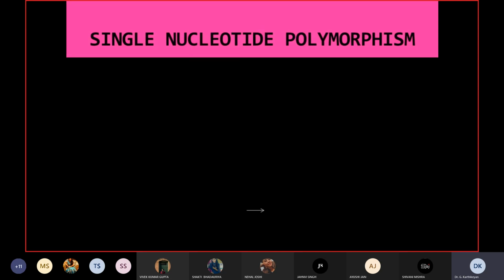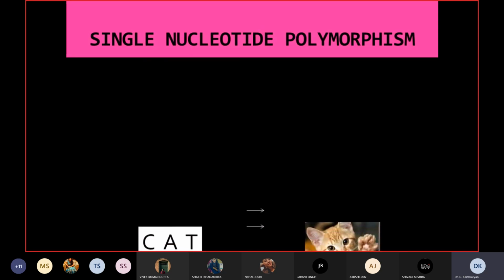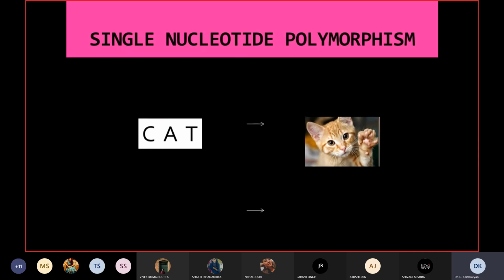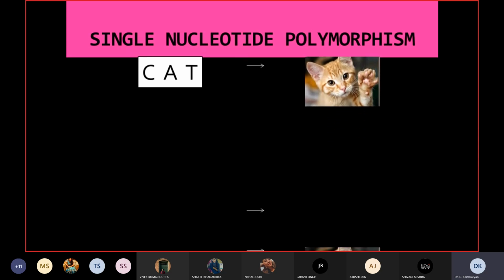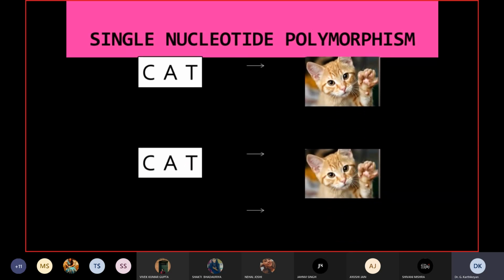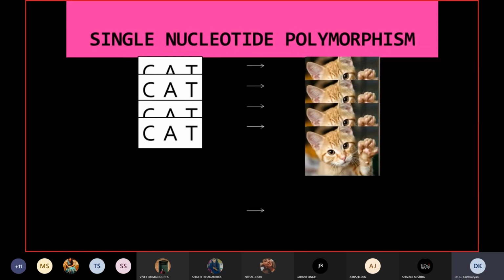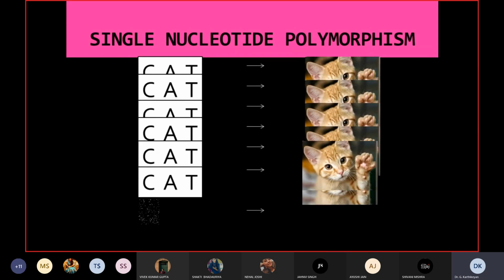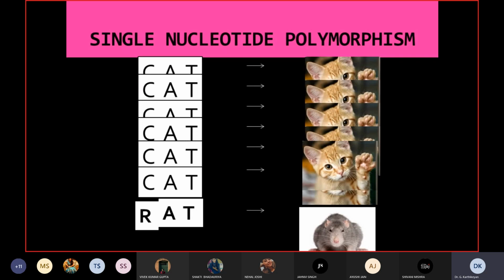To understand single nucleotide polymorphism, let's see an example. In a video game, if a child types CAT, his cute cat picture appears on the screen, and he enjoys this, and he does this again and again, and while typing CAT by mistake, in place of C he types R, and the picture changes to mouse. The same thing happens in single nucleotide polymorphism, in which a single nucleotide change occurs.